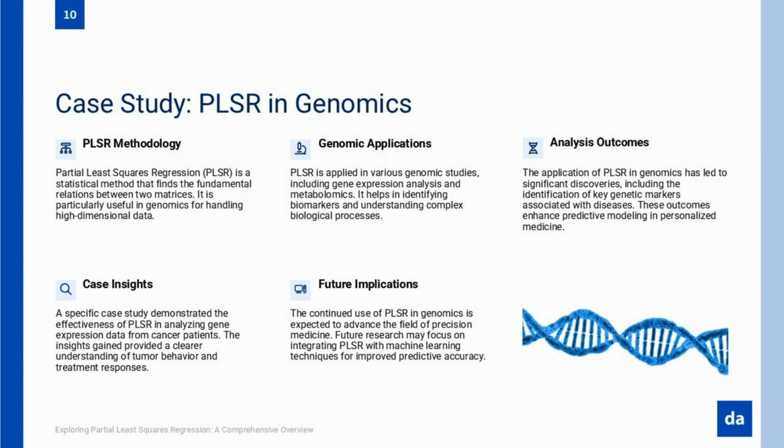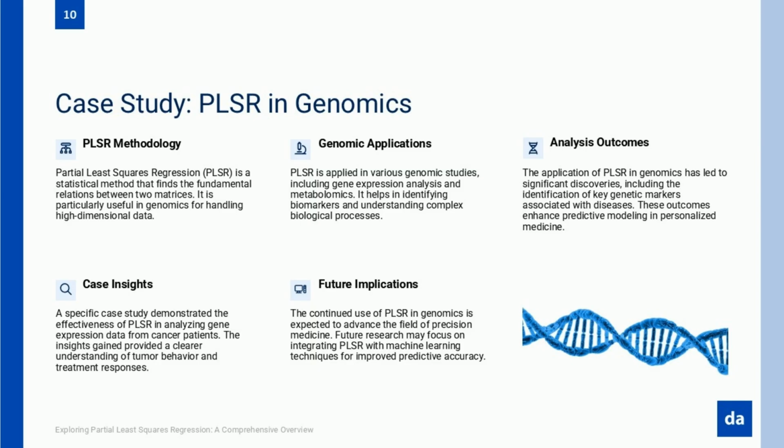PLSR also plays a huge role in predicting disease risk. By analyzing genomic data from thousands of individuals, researchers can build models that estimate the likelihood of developing conditions like diabetes, heart disease, or Alzheimer's. These predictions don't just help with early detection, they also guide lifestyle and medical interventions long before symptoms appear.